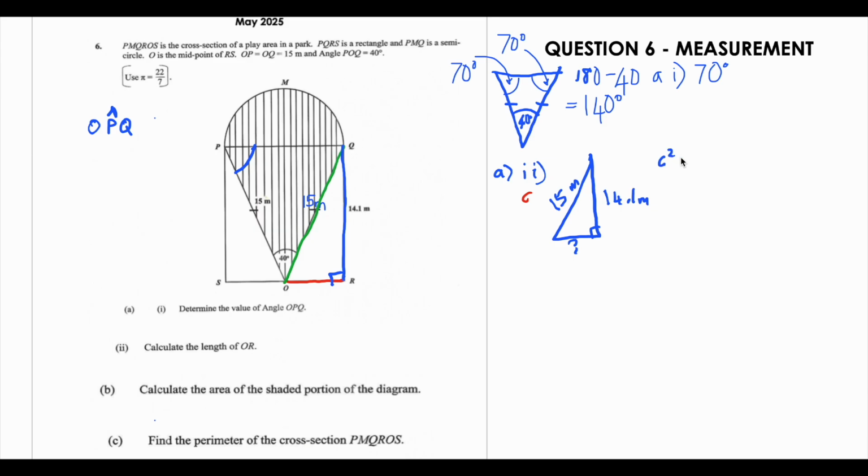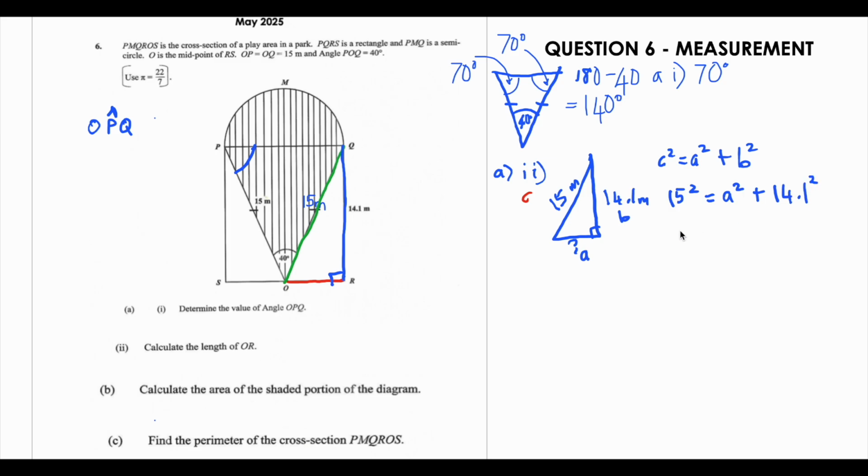C squared is equal to A squared plus B squared. So this is C, the hypotenuse. This here I could call A, I could call this B, it doesn't matter which way. So this is A, this is B. Now if I put that into the equation, I will replace the C with 15 squared. So I have 15 squared is equal to A squared, which I don't know, plus B squared, which is 14.1 squared.